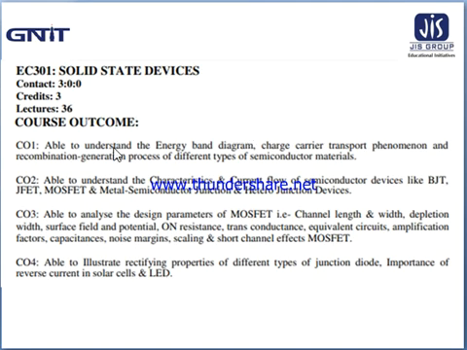There are some course outcomes. There are 4 course outcomes of this subject, and the first one is to be able to understand the energy band diagram, charge carrier transport phenomenon, and the recombination generation process of different types of semiconductor materials. The second course outcome is to be able to understand the characteristics and current flow of semiconductor devices like BJT, JFET, MOSFET, and metal semiconductor junction and heterojunction devices.